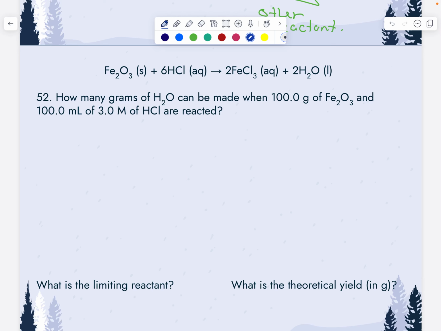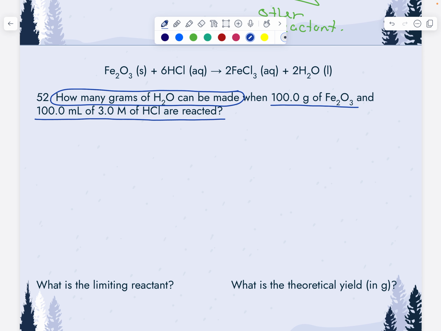Okay, so the third problem today, number 52, is another limiting reactant problem. This is iron 3 oxide and hydrochloric acid making iron 3 chloride and water. If I take a look at this, the question says how many grams of water can be made, right? I always circle what this question is asking me. When 100 grams of iron 3 oxide and 100 milliliters of 3 molar HCl are reacted.